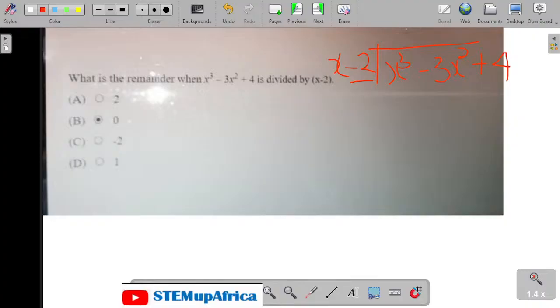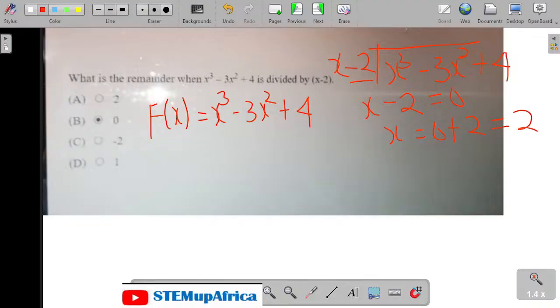So what you do in this case, you classify f of x as the function given to us, x cubed minus 3x squared plus 4. To find the remainder, you equate the divisor to 0, which is x minus 2 equals 0. So your x is now 0 plus 2, which is 2. Anytime I see x in f of x, I will substitute 2. So I'm going to have f of 2.